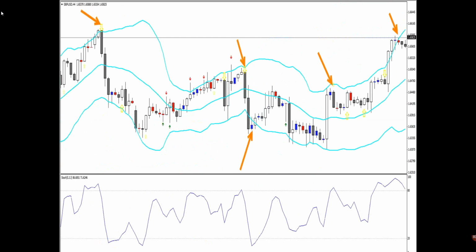The next example, GBP 4-hour time frame. Look at this, outside bar here, the break of the price. Same here.